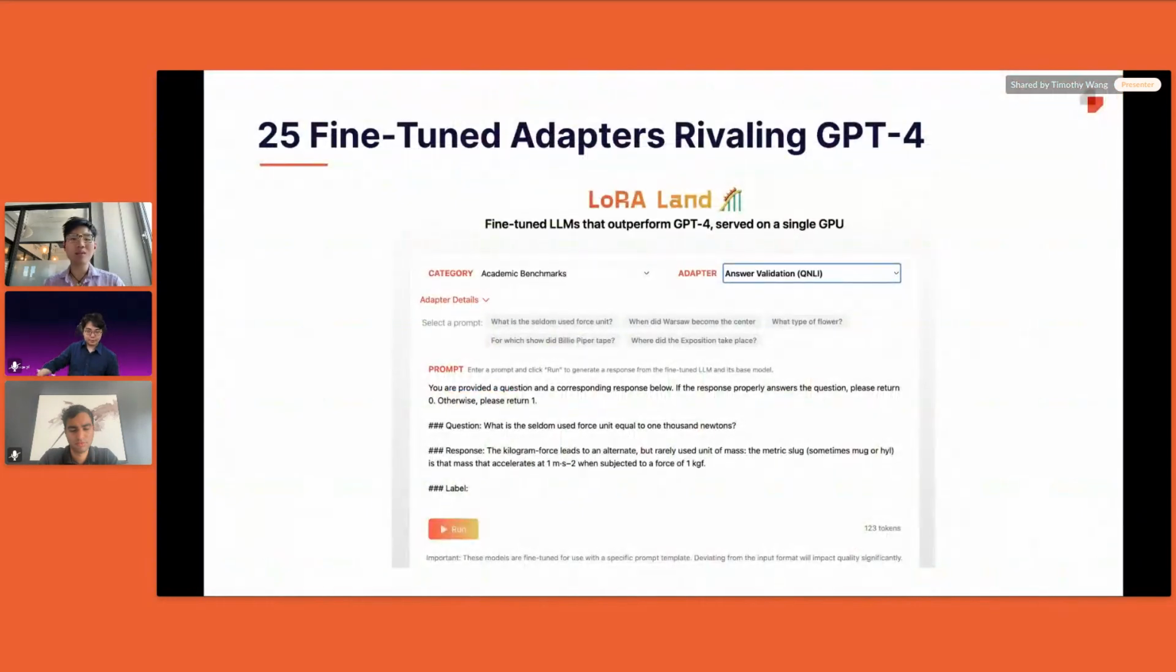LoRaLand was the result of hard work across all of the teams here at Predibase. It's effectively a playground in which you can explore these 25 Mistral 7B adapters that we fine-tuned on different tasks. And you can see that their performance at minimum rivals that of GPT-4 on the tasks that they were trained for.